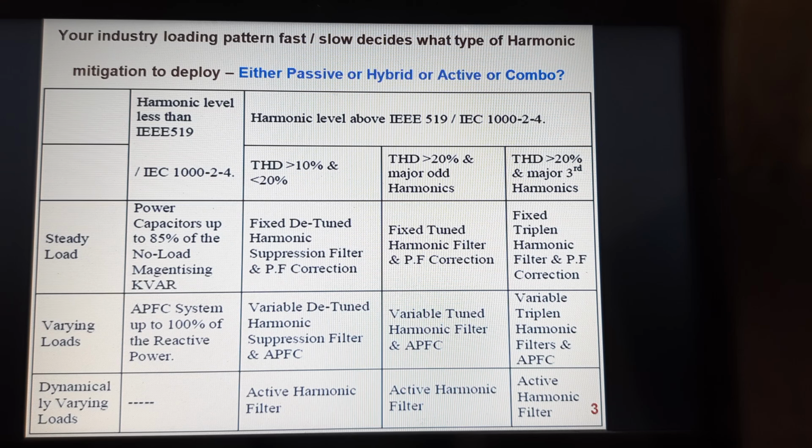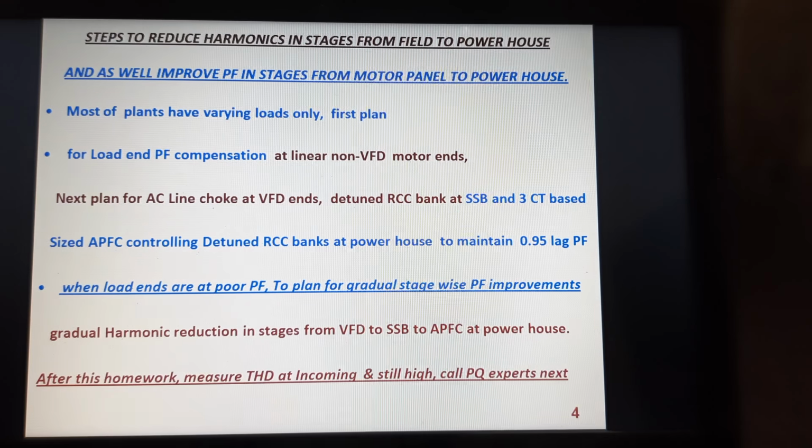Most of the industries have varying loads only. Load-end compensation at the motor ends for non-VFD motors, and an APFC system with variable detuned harmonic suppression filter and APFC at the SSB and at the powerhouse will almost solve your harmonics problem. And if your process is dynamically varying loads, then you need an active harmonic filter, and that will address your harmonic mitigation first.